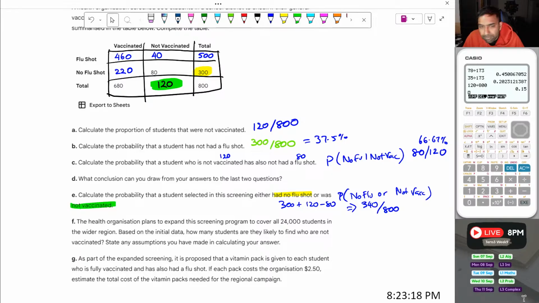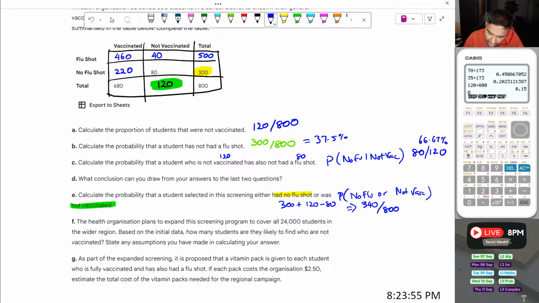Why did I take away 80? Maddie, that's because 80 is getting added twice. Because if you think about it, there's actually 300 people that have no flu shot. And there's also 120 people that are not vaccinated. Now, if we add those two up, we're going to get 420. But we're actually adding 80 people who are not vaccinated as well as not had the flu shot. So we're actually adding them twice. That's why we need to take away one lot of 80.